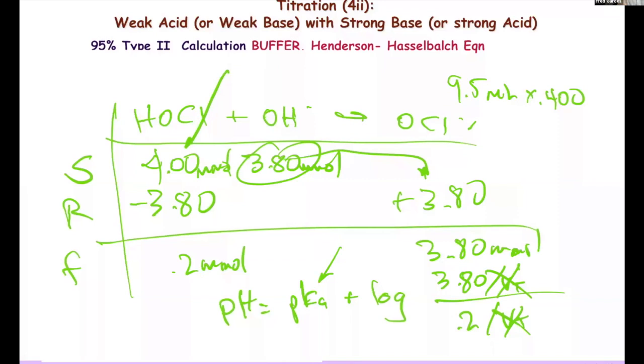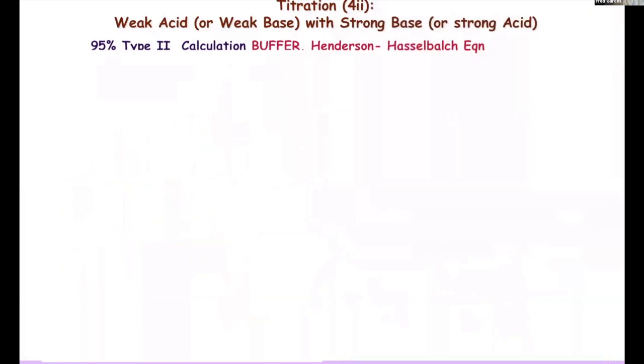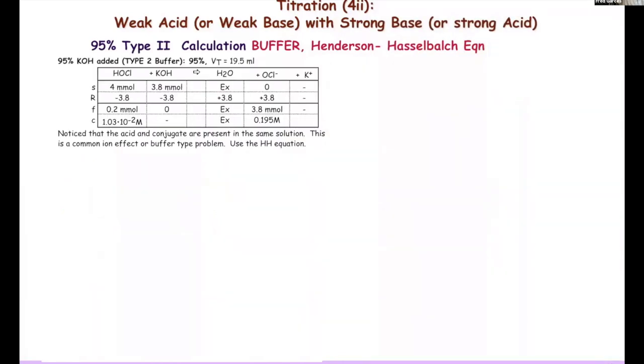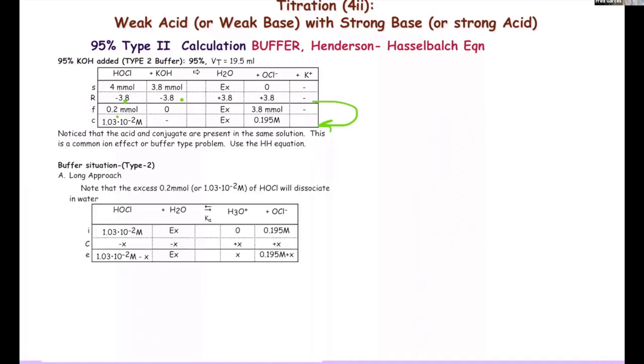So let's see how that's done when I do this clearly. See, it's 3.8, 3.8, 0.2, 3.8. Yes, I converted to concentration because that essentially is what's happening in the solution. But I didn't need to use 0.195 and 1.03 times 10 to the minus 2. In fact, when you do that quotient, you still get the same number as if you were taking 3.8 and dividing it by 0.2. The ratios are still the same. So that's exactly what happens here.